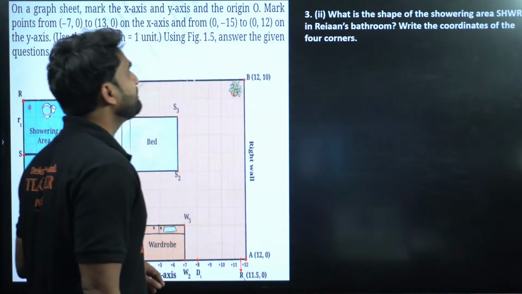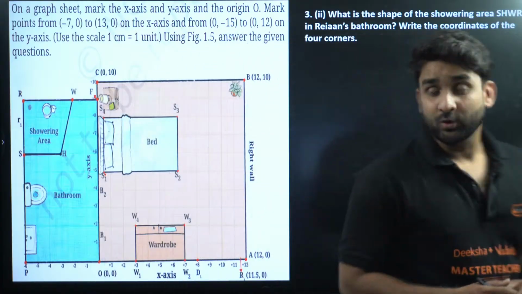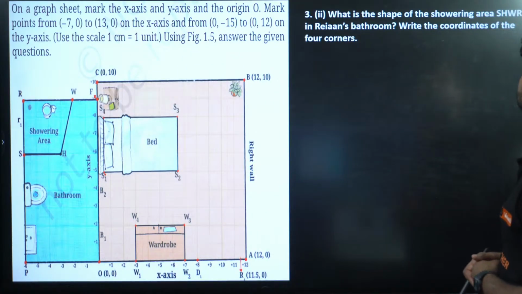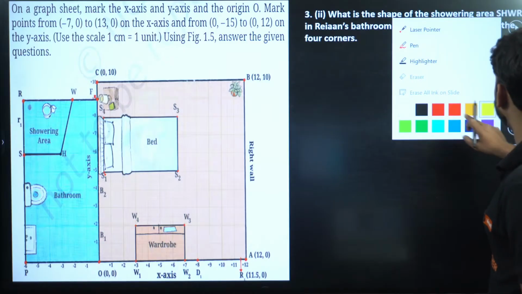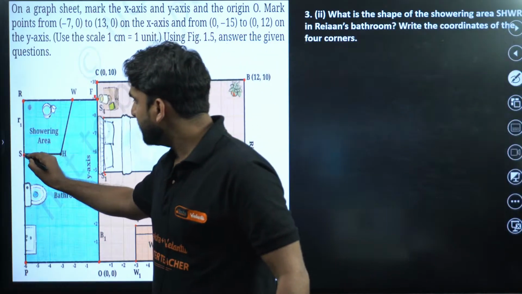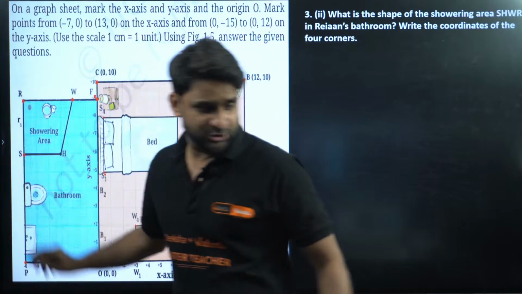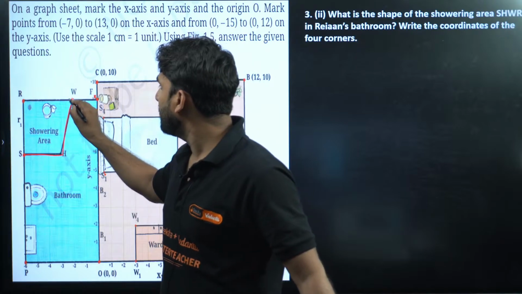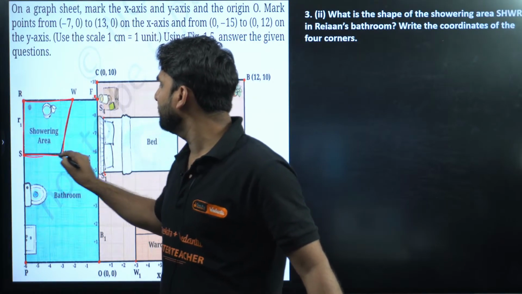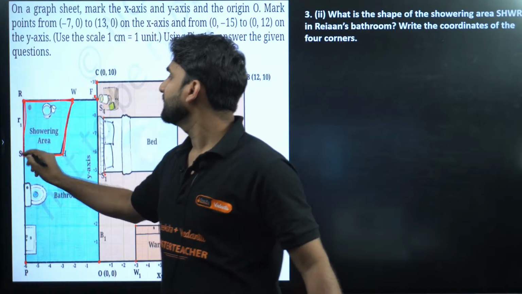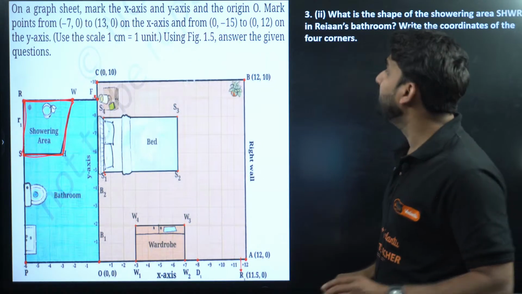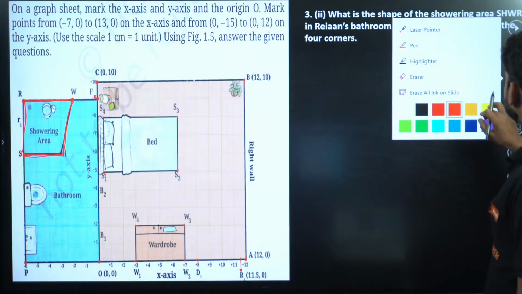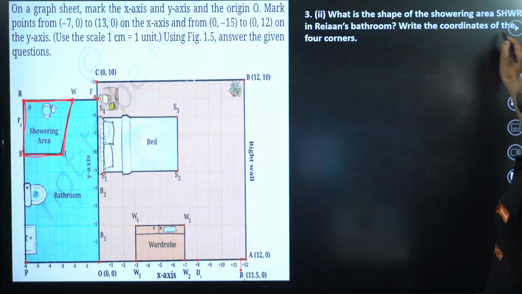Moving to next. So the next question: what is the shape of the showering area SHWR in Rian's bathroom? So where is SHWR? Can you see here? SHWR is clearly visible. This is a trapezium. Why am I telling you this? Let me write the coordinates, we have to write all four coordinates.